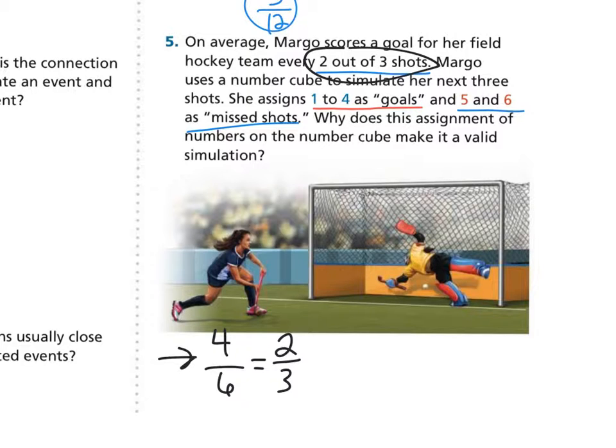Obviously we don't have a 3-sided object. We could do a spinner, make a spinner with 3 equal sections and do it that way. But if we're going to use a number cube, that would be the way to do it.